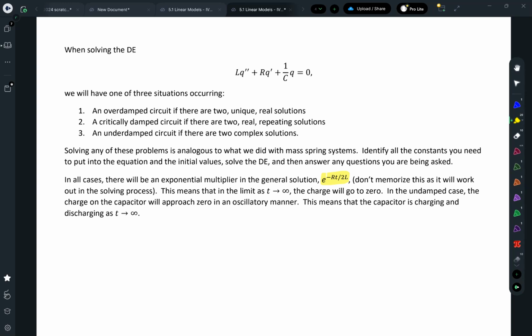Okay, so again, the problems are analogous to what we did with mass spring systems. There are one or two problems in the homework that are fairly straightforward to set up. In other words, they give you L, they give you R, they give you C. Plug them in, solve, and then answer any questions that are being asked. As always, if you have any questions while doing your work, please reach out.